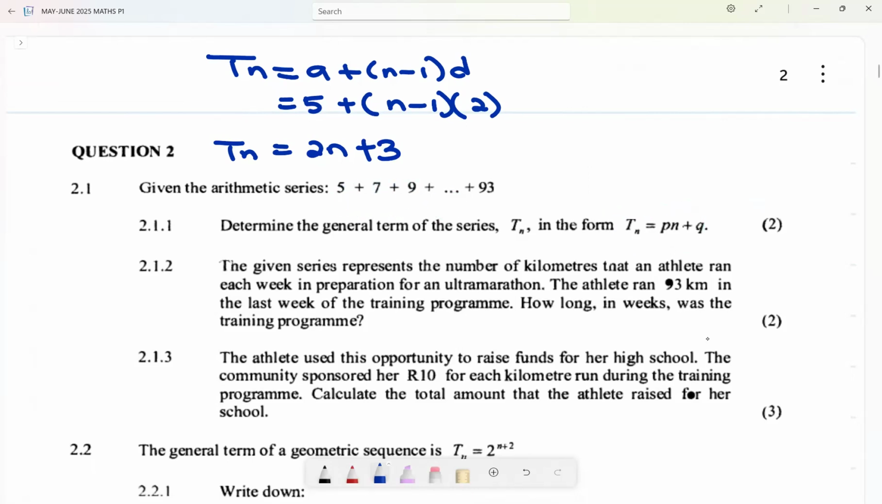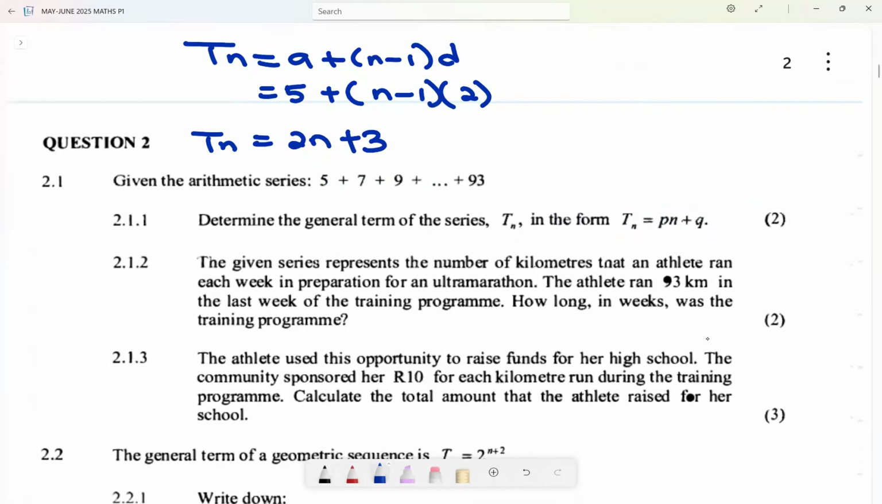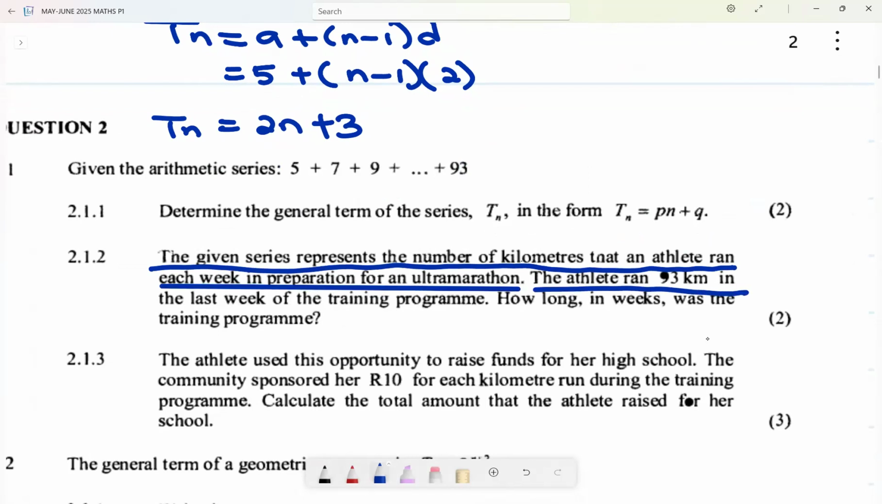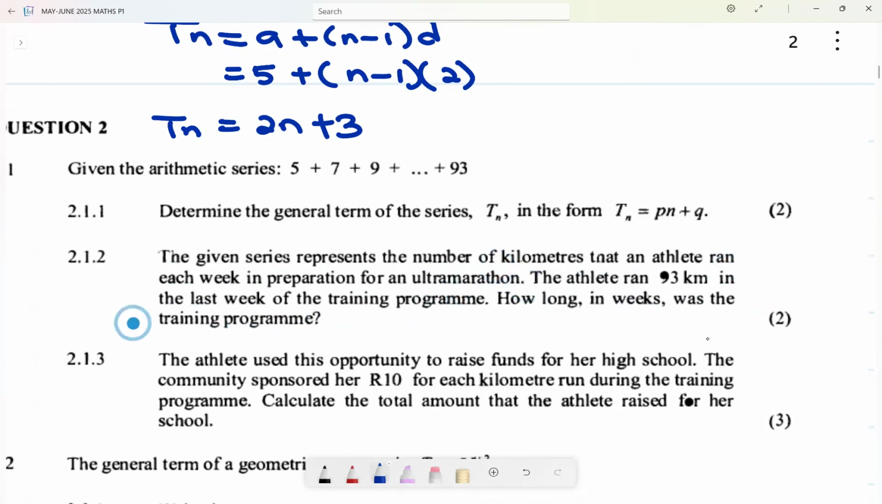Actually, this is not a sequence, it is a series. The given series represents the number of kilometers that an athlete ran each week in preparation for an ultra marathon. The athlete ran 93 kilometers in the last week of the training program. How long in weeks was the training program? So this shows the kilometers ran in each week.